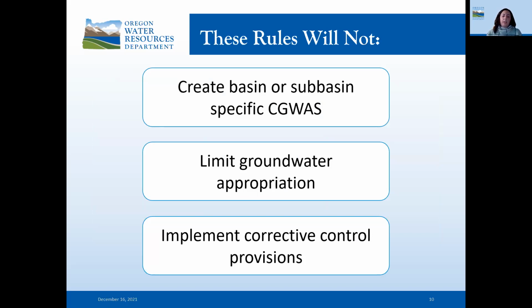These rules will not create basin or subbasin specific critical groundwater areas, nor will they limit groundwater appropriation or implement corrective control provisions. The purpose of the proposed Division 10 rules is to guide implementation of the critical groundwater area statutes. So they will not be establishing any particular critical groundwater area, but it's more about the processes around establishment.